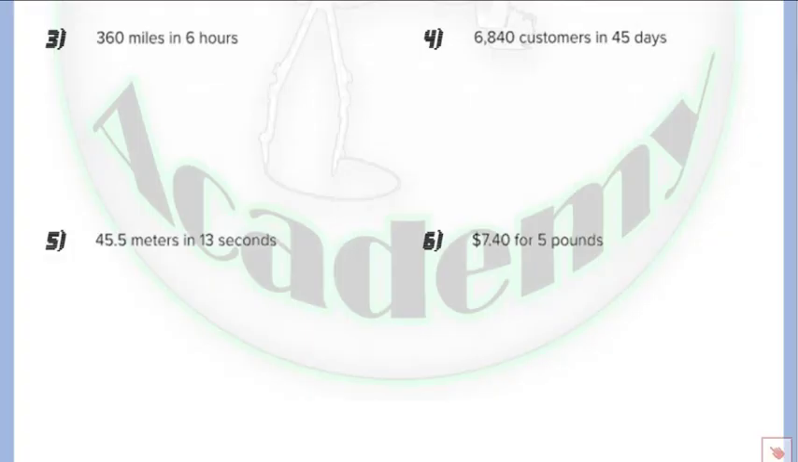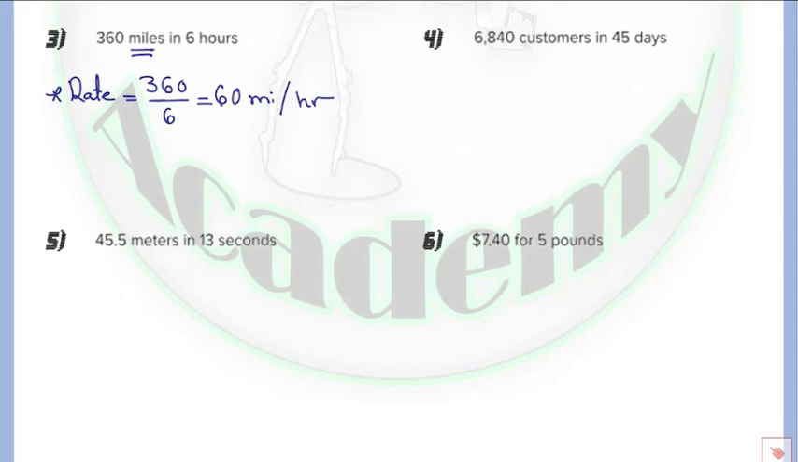In question number 3, we have 360 miles in 6 hours. Now we need to find the rate. The first quantity that we have is 360, and we need to divide it by 6. By simplifying, you will find that the answer is equal to 60. To find the unit of the rate, we write the unit of the first quantity, which is mile, and the unit of the second quantity, which is hour. So it will be 60 miles per hour. It means for each 1 hour, it will cover 60 miles.